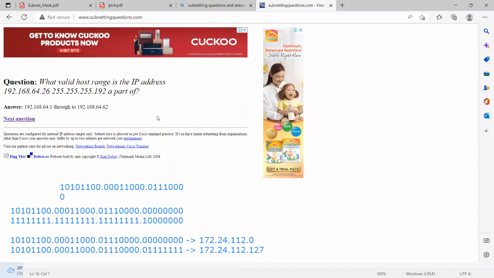Same, but I wrote up to the broadcast ID. Sorry? That means I wrote the last range as 192.168.64.63. 63? Yes, sir. No, the last valid IP is 62, right? They are asking the host range, no? The valid host range. You have to tell 1 to 62. 63 is the broadcast. 0 is the network address. Right? So 1 to 62 is the range.